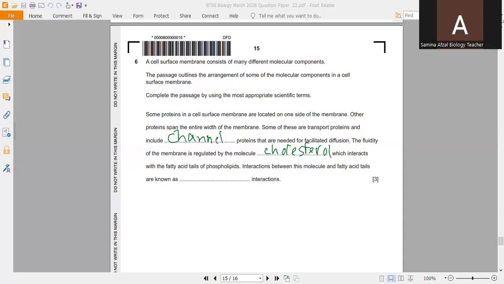hydrophobic interactions, because the fatty acid tails are hydrophobic, and hydrophobic interactions are between the fatty acid tails. So it was all about question number 5 and 6, and in this way we have completed this paper.